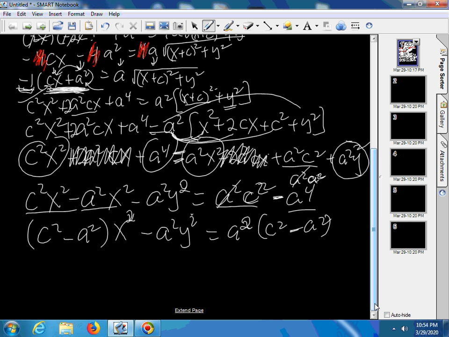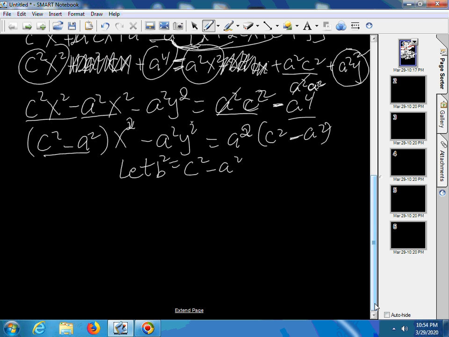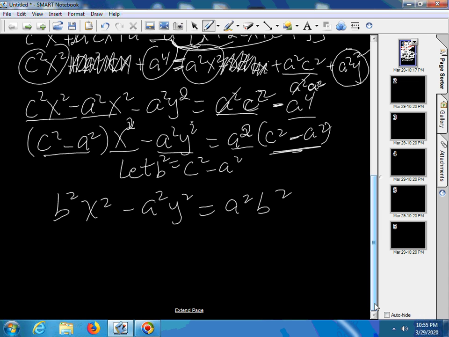Now, just to make things look nice, instead of the c squared minus a squared, I'm going to say, you know what, everyone? Let that be b squared. So I have b squared x squared minus a squared y squared, and this is a squared times, oh, this b squared again. Okay, now we're done. I divide both sides by a squared b squared, which means I divide every term by a squared b squared.